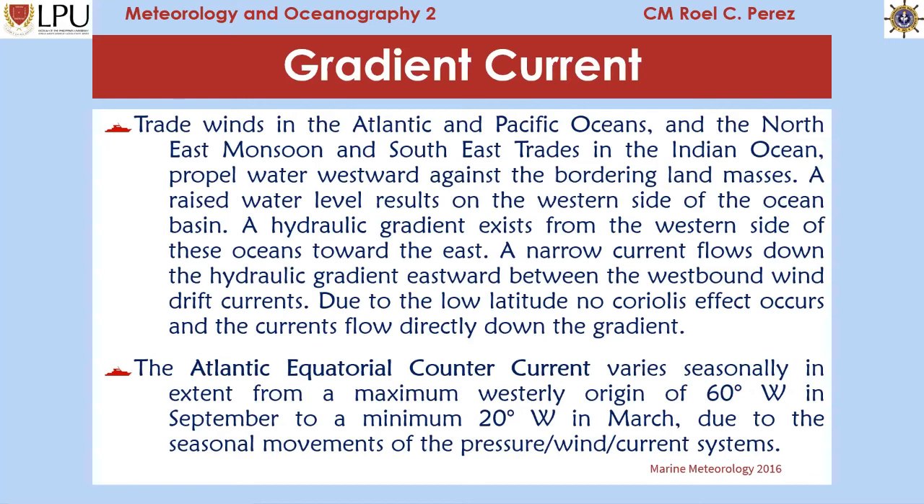Due to the low latitude, no Coriolis effect occurs and the current flows directly down the gradient. That is in the Pacific Ocean. And the Atlantic equatorial current varies seasonally in extent from a maximum westerly origin of 60 degrees west in September to a minimum of 20 degrees west in March due to the seasonal movement of pressure wind current systems.